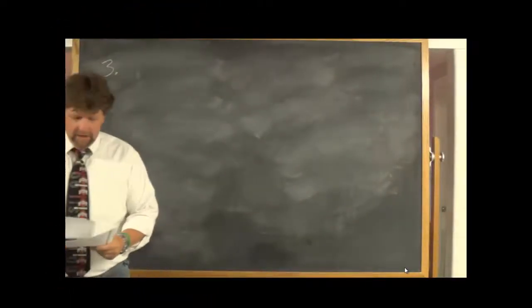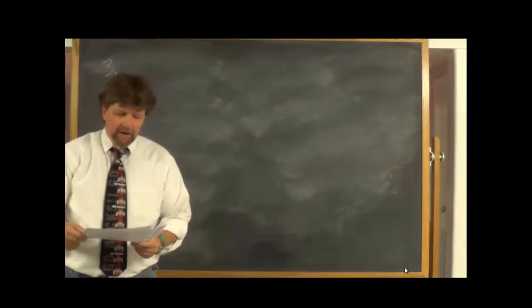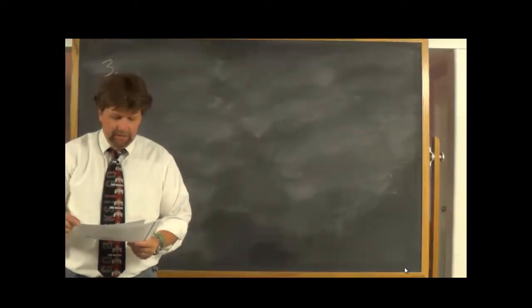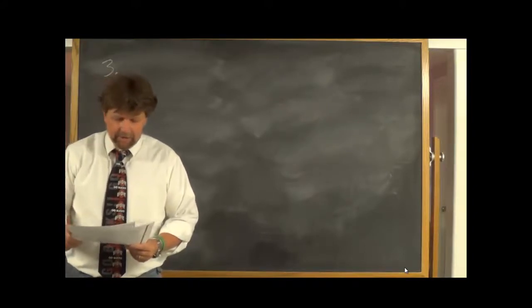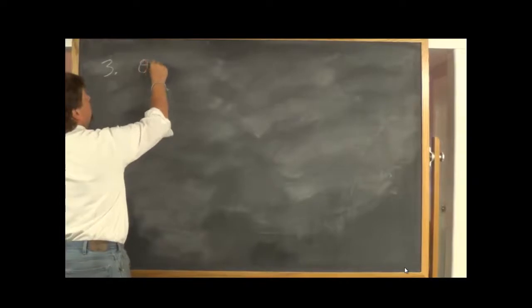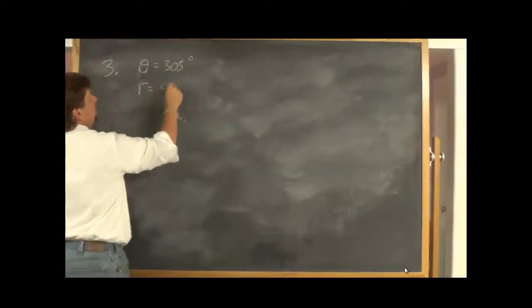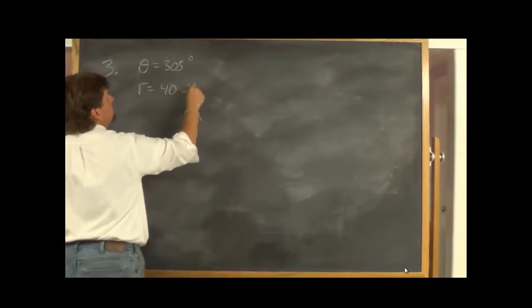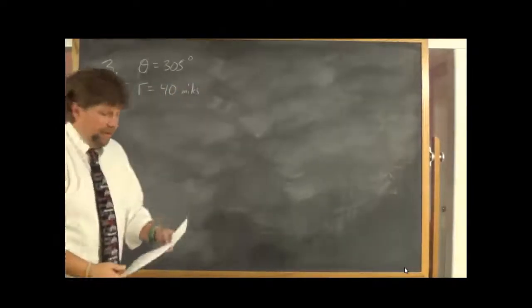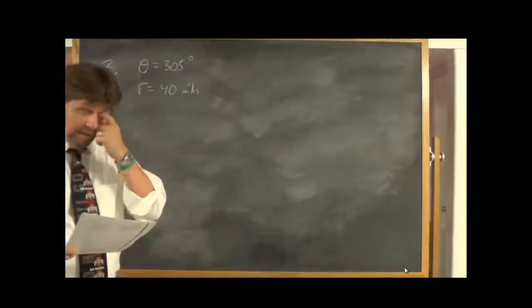Okay, for number 3, you were asked to find the length of an arc that's intercepted by a central angle of 305 degrees in a circle of radius r equals 40 miles. And again, I asked you to round your answer to 2 decimal places. So here, we know theta is 305 degrees, and the circle has a radius of 40 miles. It's a big circle.